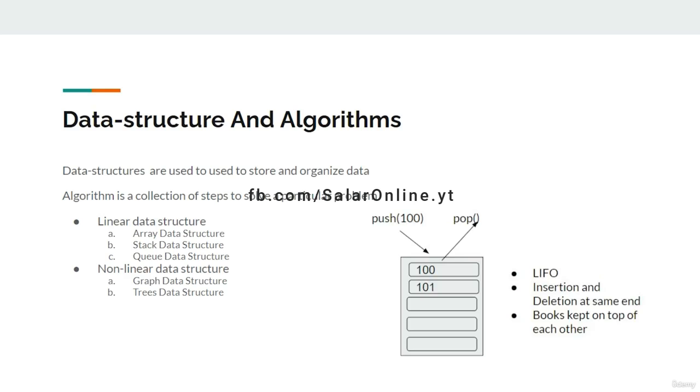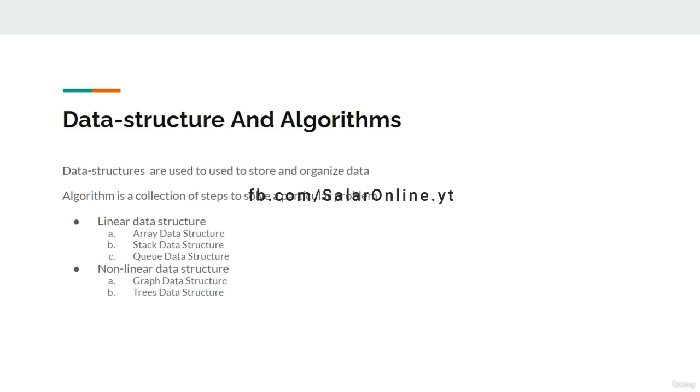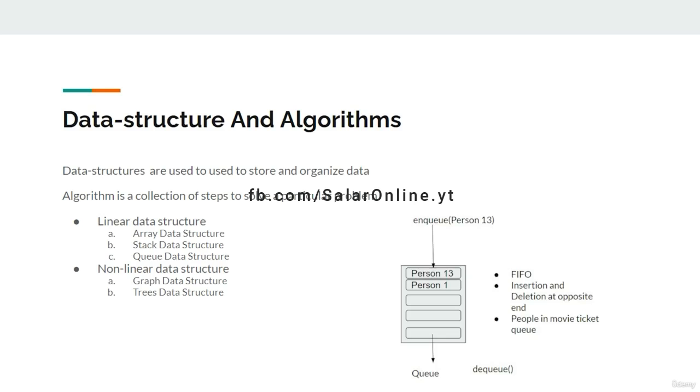Stack data structure. In a stack data structure, elements are stored in a last in first out approach. That is, the element which is stored last will be removed first. You can imagine a pile of books kept on a table where you can access the book at the top, and if you want to add a book, you can only add it at the top. So in this way you can imagine the stack data structure. Then we have queue. In a queue, the data is added at the first and removed from the last, which means the data stored in a queue at the last will be removed first.